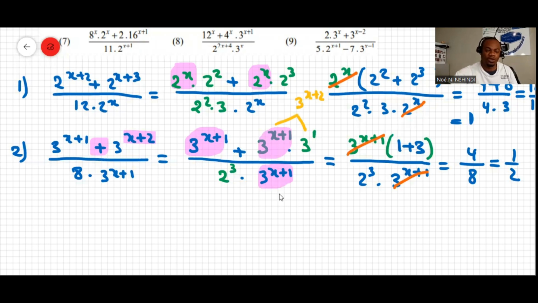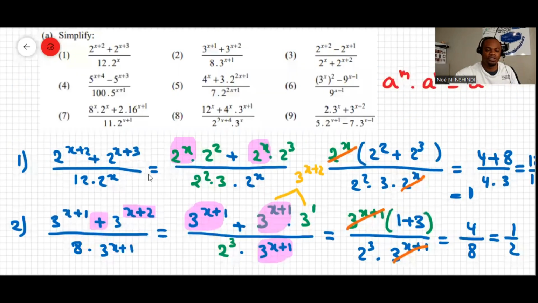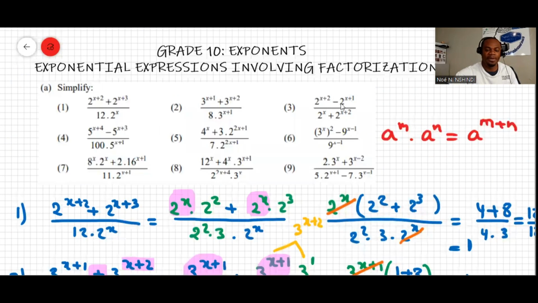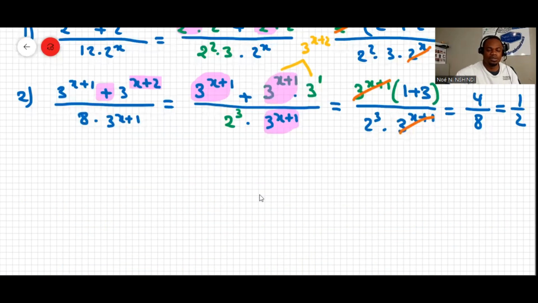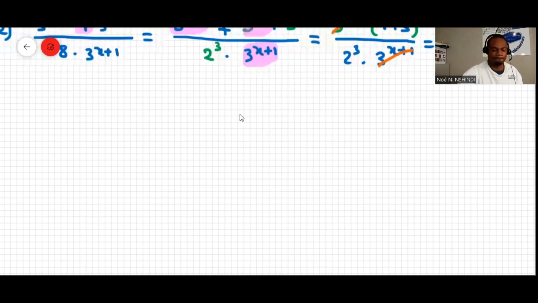Question 1 and question 2 are much similar, and question 3 is similar to question 1 and question 2, so I prefer to leave this one for you to practice, and then we will do question 4 now. Question 4, right here.